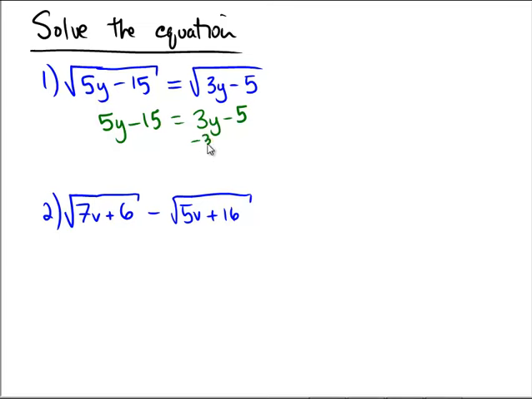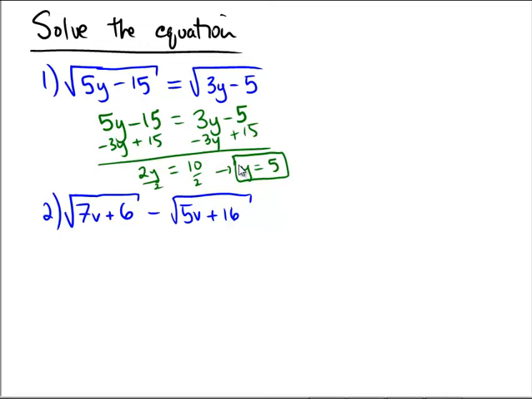So subtract 3y from both sides and simultaneously add 15 to both sides, and we should be getting 2y equals 10. And so if we divide by 2, it looks like we're getting an answer of y equals 5. But we are not done yet. You must check your answer.